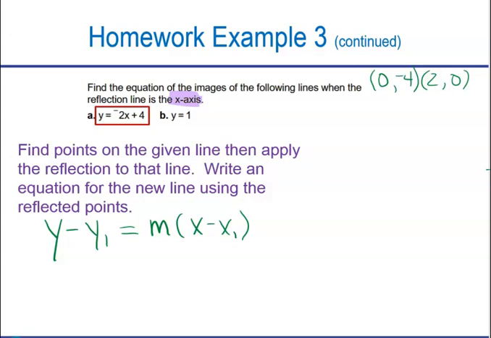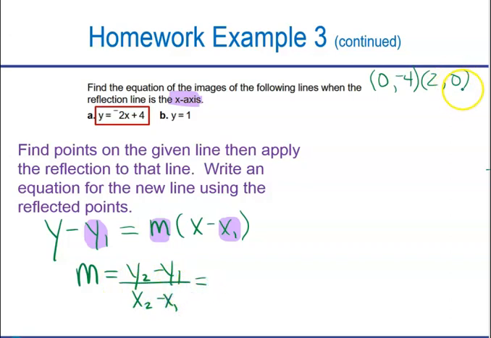Now, what you need to plug into this formula is an m, which is a slope, a y1, and an x1. And we have a y1 and an x1. It's your choice if you'd like to use (0, negative 4) or (2, 0). The reason we have 2 points is to find the slope. You probably remember the formula for slope: m is equal to y2 minus y1 over x2 minus x1. We have to use that first.